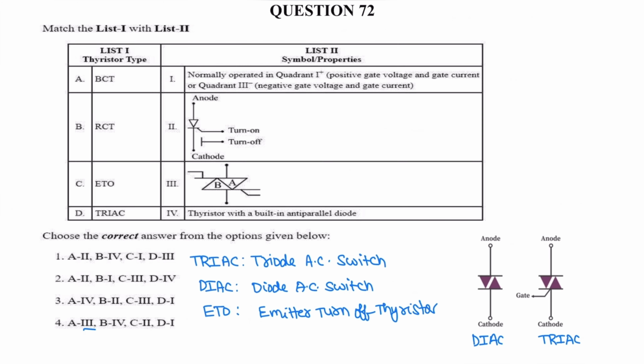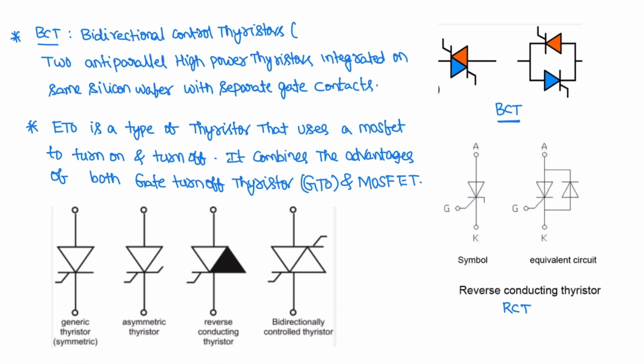Next question. It is related to the thyristor. We know that triac is a triode AC switch, and diac is a diode AC switch. These are the symbols for diac and triac. Next is ETO, emitter turn off thyristor. This emitter turn off thyristor is a type of thyristor that uses a MOSFET to turn on and turn off. It combines the advantages of both the GTO, gate turn off thyristor, and the MOSFET.